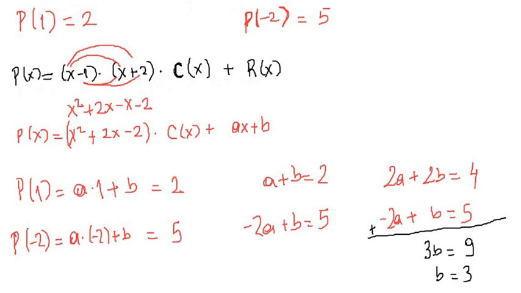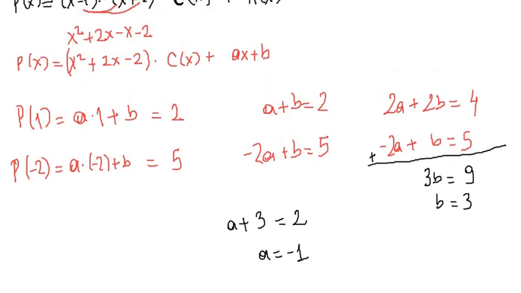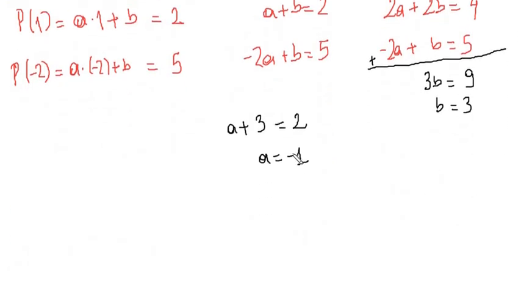If b is equal to 3, we know that a plus b is equal to 2. So a plus 3 is equal to 2. So a is equal to 2 minus 3, which is equal to negative 1. So our remainder is ax plus b, and we have found a and b: a is negative 1, and b is 3.